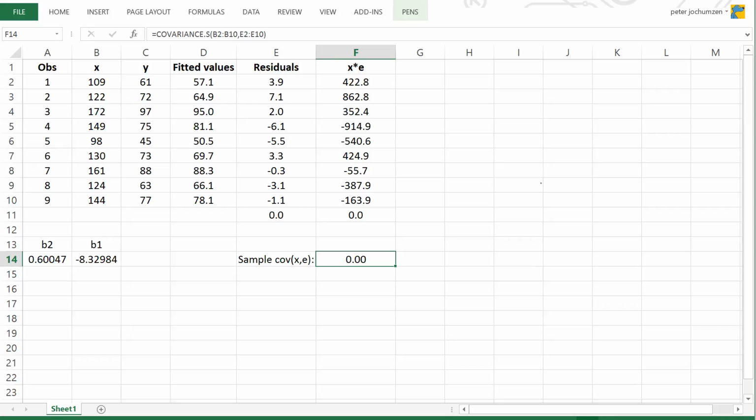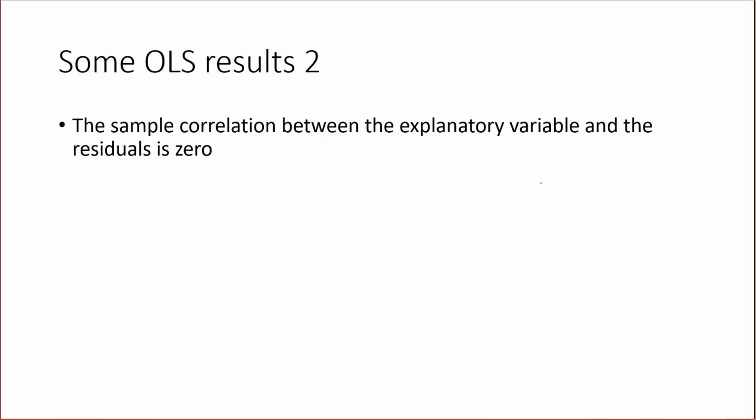Alright, if the sample covariance is 0, then the sample correlation will be 0 as well, because the sample correlation is simply the sample covariance divided by the sample standard deviations. So it's 0 divided by something, so the sample correlation will also be 0. So we have OLS results slide 2: the sample correlation between the explanatory variable and the residuals must be 0.